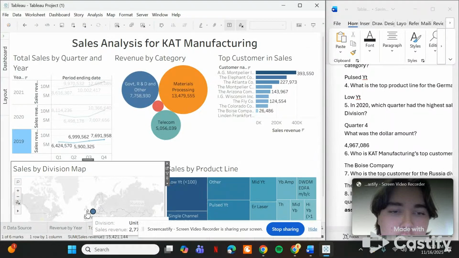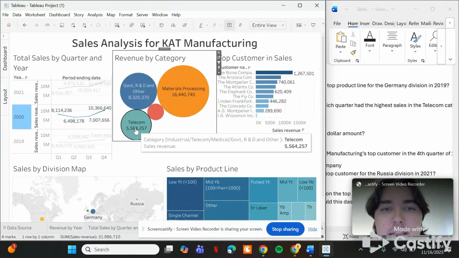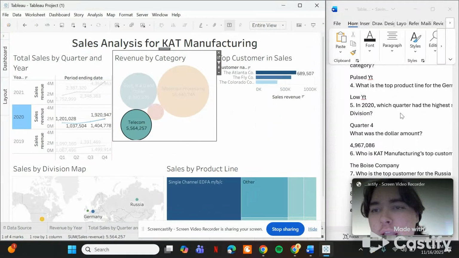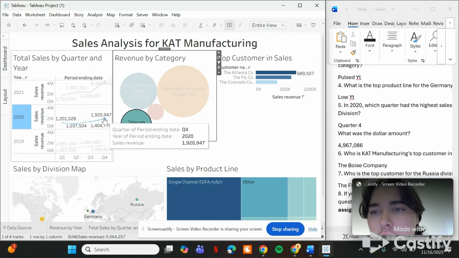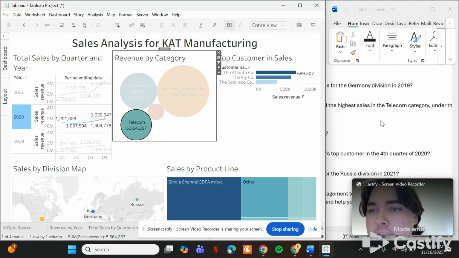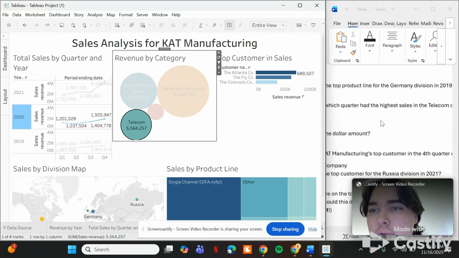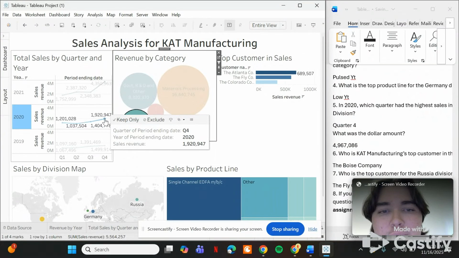Next, in 2020, which quarter had the highest sales in the telecom category under the UK division? So to look at this, we'll click on UK, we'll click on 2020, and we'll click on the telecom category. And this will show us that quarter 4 was the highest quarter, and we'll see that those sales were $1,920,947.